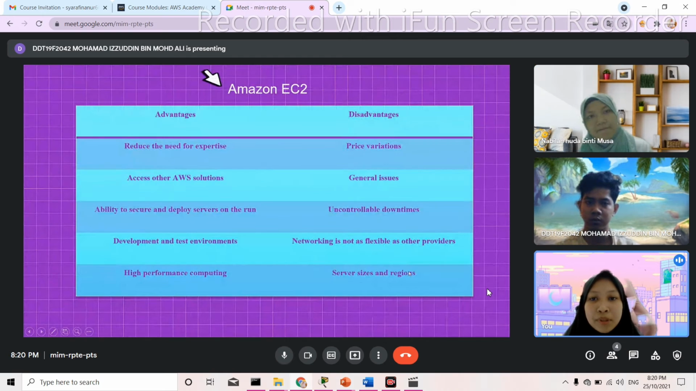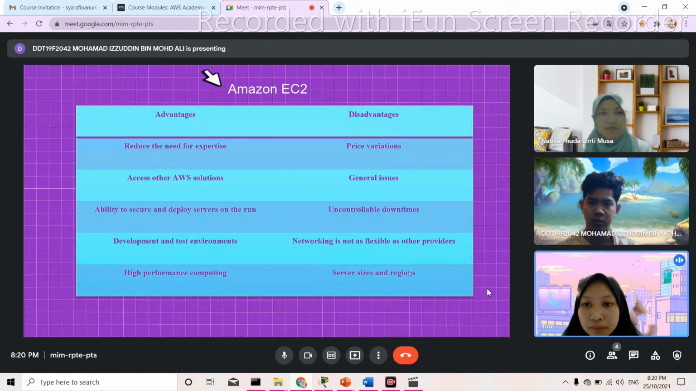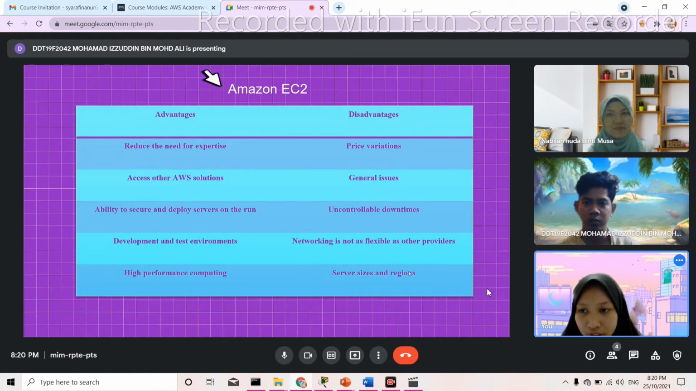So next is Amazon EC2. The advantage is reducing the need for expensive hardware. Next is exercising other AWS solutions. Next is the ability to secure and deploy services on the run. Next is deployment and test environment. The last one is high performance computing.